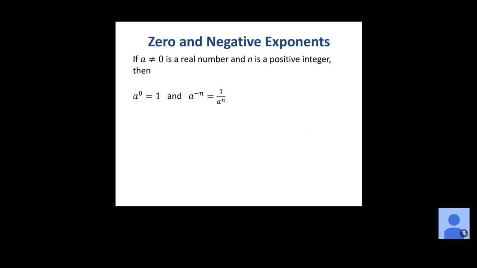All right, now 0 and negative exponents. As long as a is not 0, the base itself is not 0, and it's a real number, and n is a positive integer, in those cases, a to the 0 is always equal to 1. Any real number to the 0 power is always equal to 1. And then a to the negative n, we can rewrite as a fraction, 1 over a to the positive n. So anytime you have a negative exponent, we can just move that down to the denominator and make it a positive exponent instead.